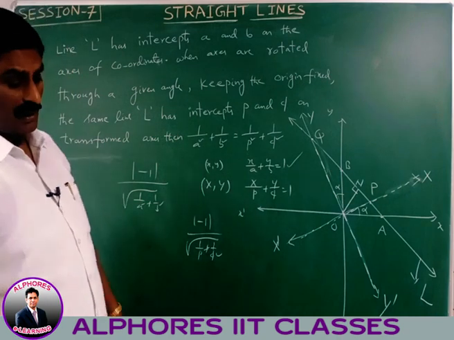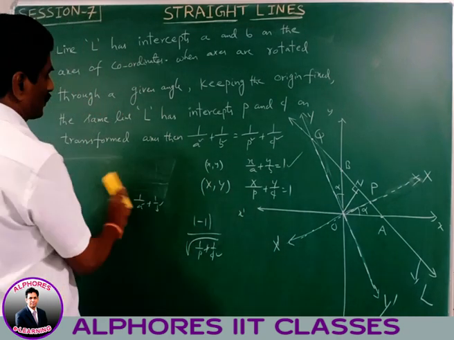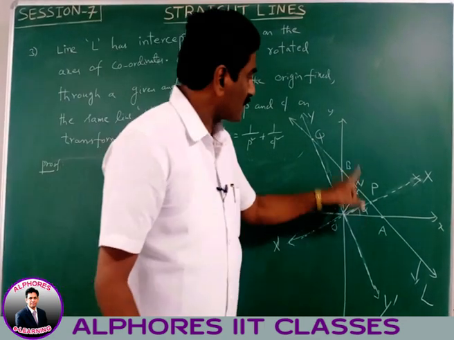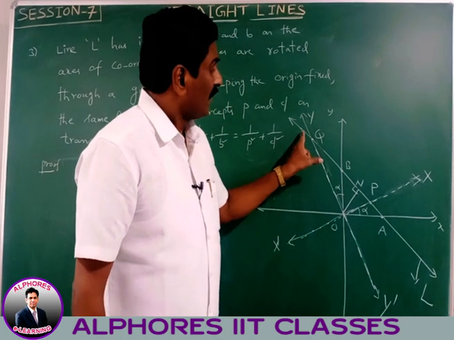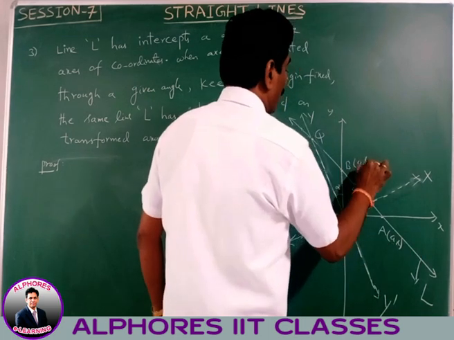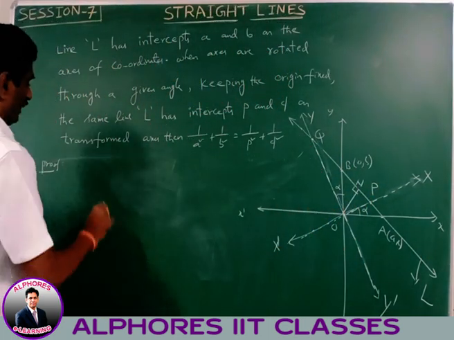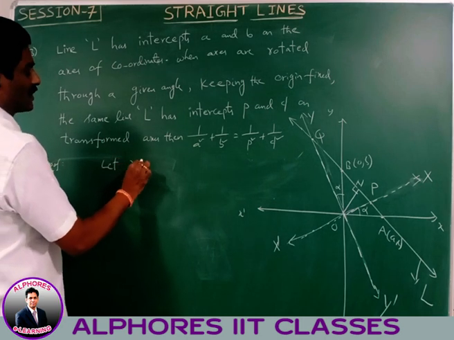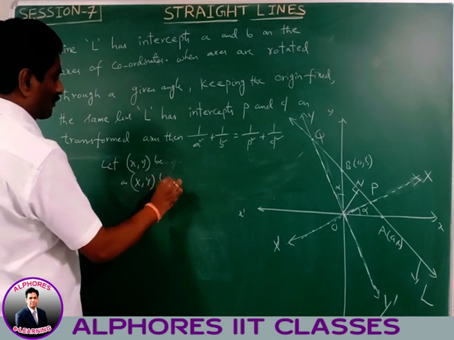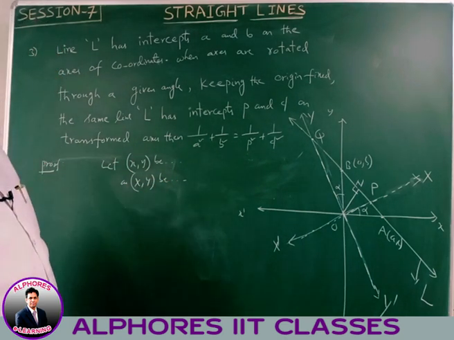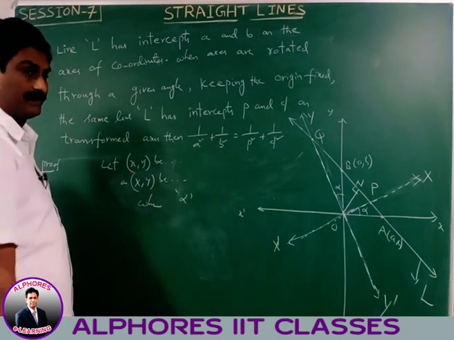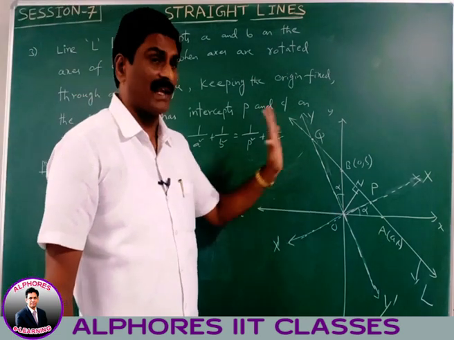Very, very important. Please note this diagram. X dash, y dash. It is the original coordinate system, and the line cuts the x-axis at a comma 0, y-axis at 0 comma b. Okay. Let small x comma small y be the original coordinates and capital X comma capital Y be the new coordinates, when the axes are rotated through an angle alpha.